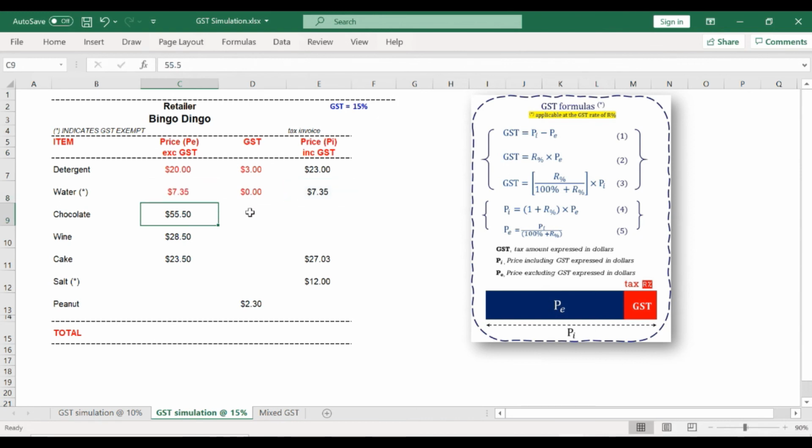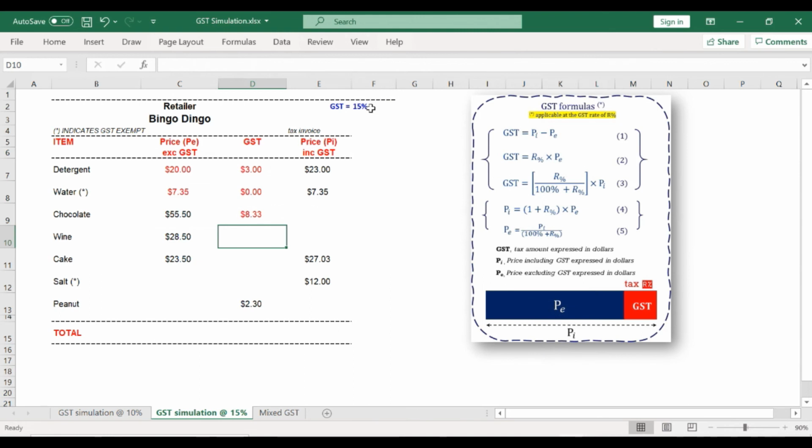So in terms of the chocolate, this time we have the price excluding GST, and to calculate the GST amount, a number of ways, but let's go ahead and use equation number 2. Equation number 2 states, if I simply multiply the price excluding GST, which is cell C9, by the rate, the GST or the VAT rate, which is F2, I'll get the $8.33, the GST amount.